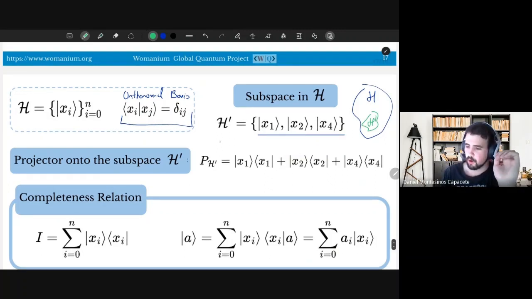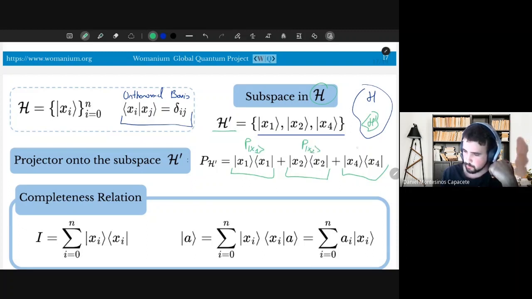So the projector onto this subspace inside your whole Hilbert space is just the sum of the projectors in every direction, let's say. If you want to project over this direction, this will be the corresponding projector. This will be the other corresponding projector. So you sum the projectors.